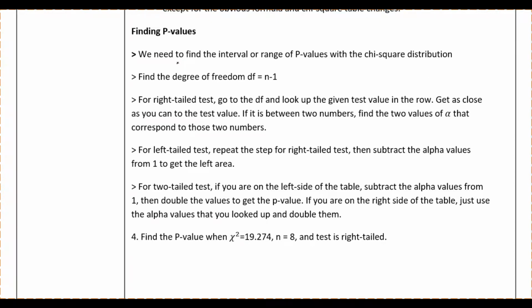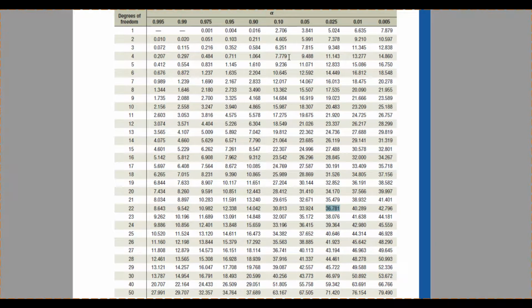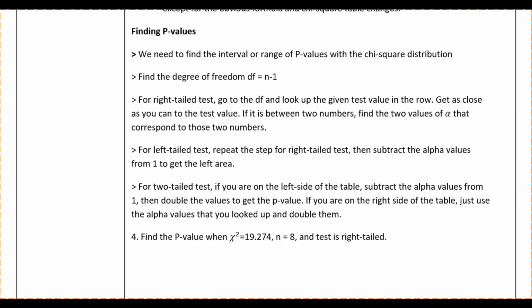If we want to find the p-values, recall that we need to use the chi-square table for the chi-square test. Notice that with the chi-square table here, there's no way of getting an exact p-value unless you get one of these values in the table. So most of the time, you're not going to have an exact p-value. You're going to be given a range of p-values that you need to find. So therefore, our job is to find the interval or range of p-values. We need to first find the degree of freedom, df, which is n-1, as we mentioned earlier.